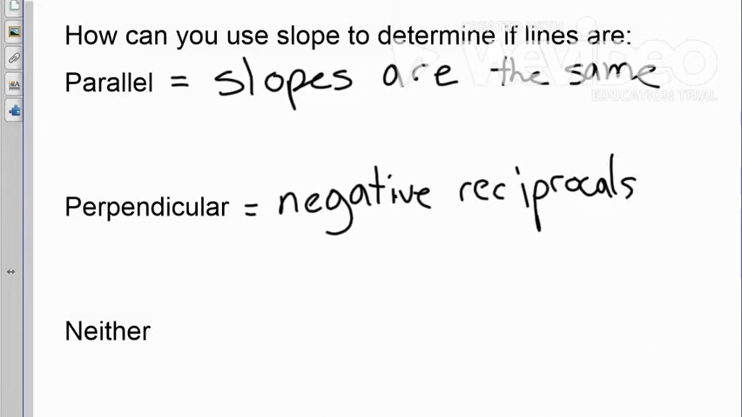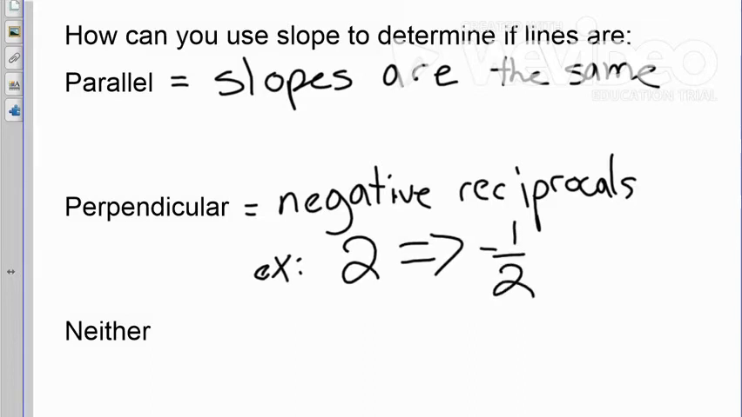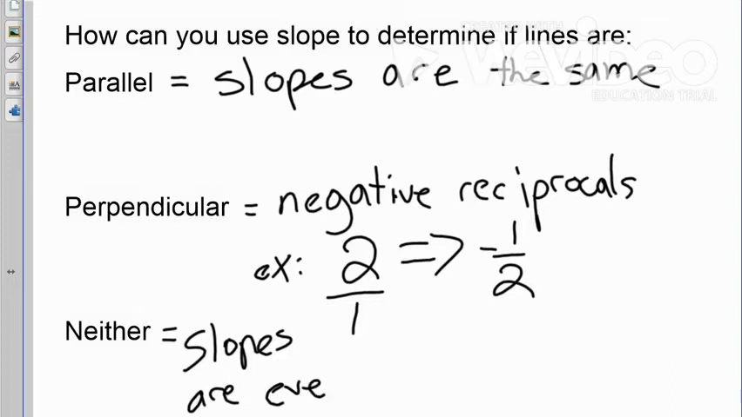So if you guys remember how to find the reciprocal, if we have an example here, let's say we have 2 as our slope, the negative reciprocal would be negative 1 over 2. Okay, so we take the number, we write it as a ratio, we flip it, and then we take whatever sign it has and make it the opposite. So in this case, it was positive, it becomes negative. If it was negative, it would become positive. And then for neither, slopes are everything else.